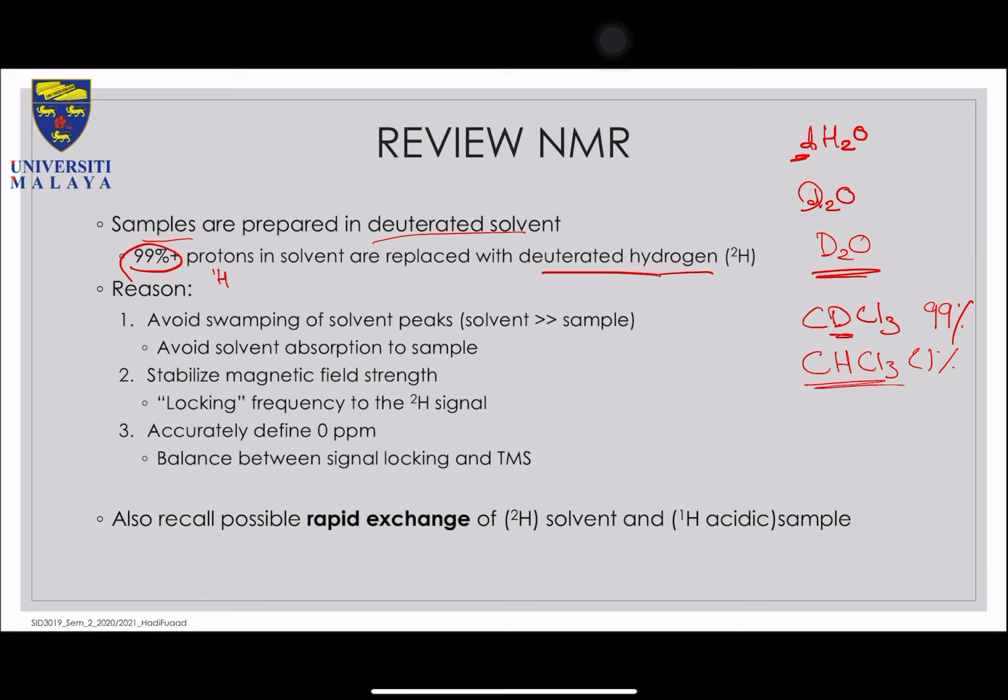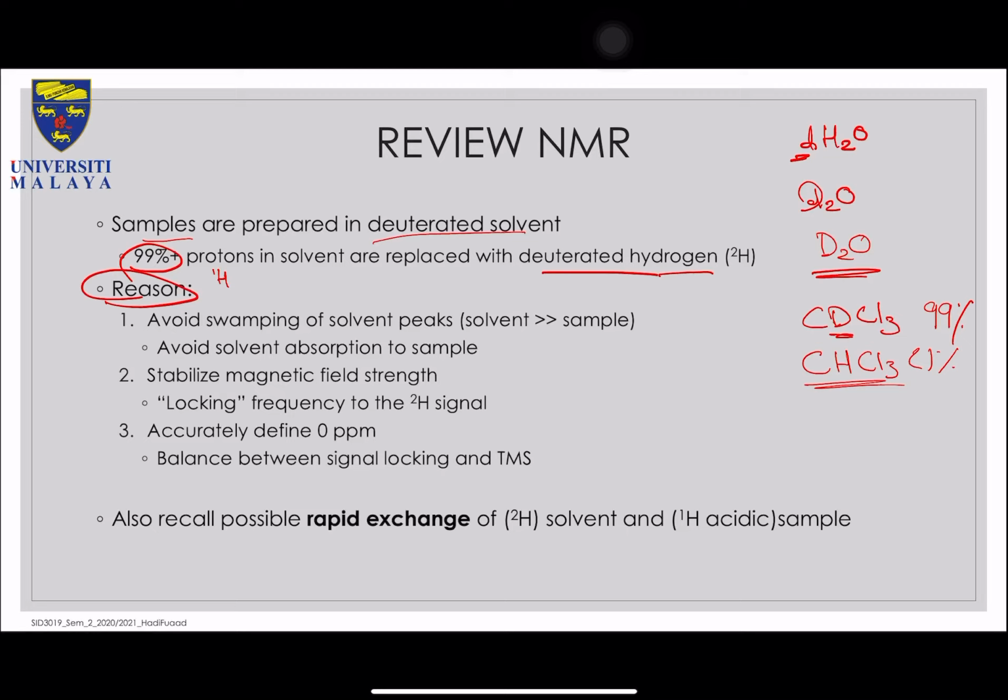Okay, so you might think, why do you need to do that? There are a few reasons why we normally use deuterated solvent. By no means, with our current technology and the advancement of NMR, you can actually run NMR spectroscopy using a normal solvent. It's just that you need to have experience, because there are a lot of techniques that you need to apply to try and reduce the solvent peak.